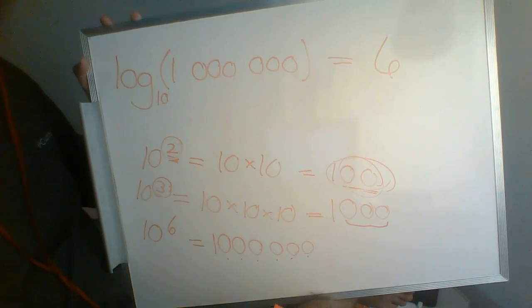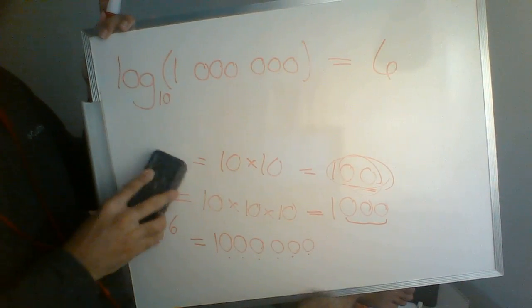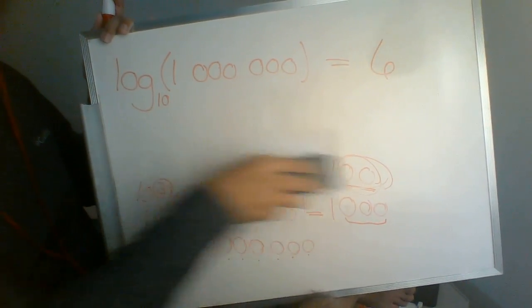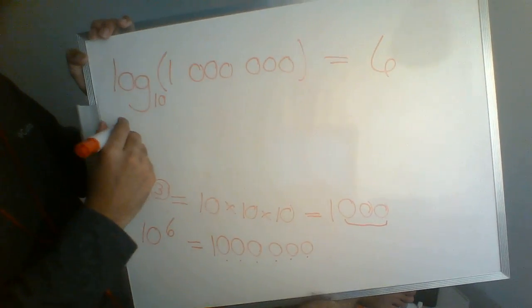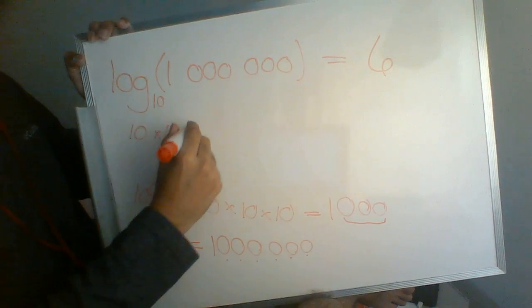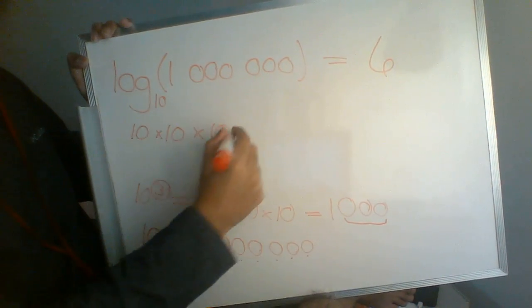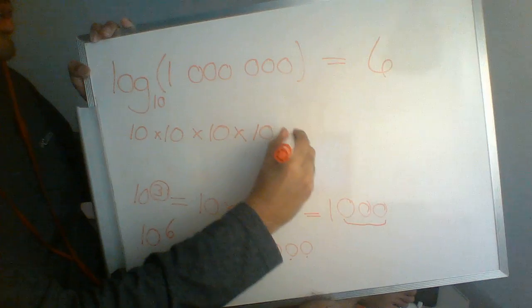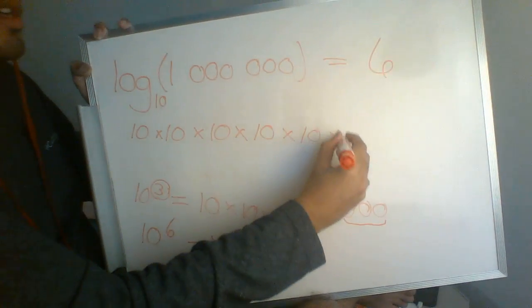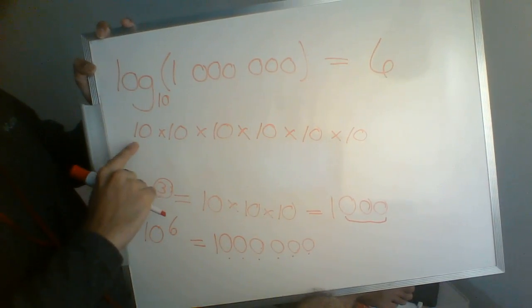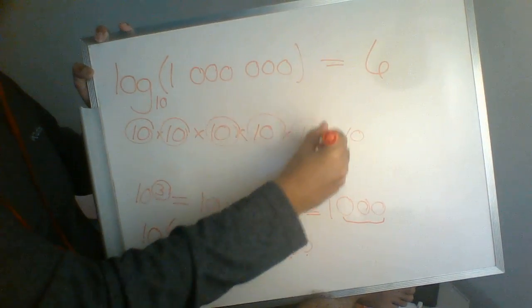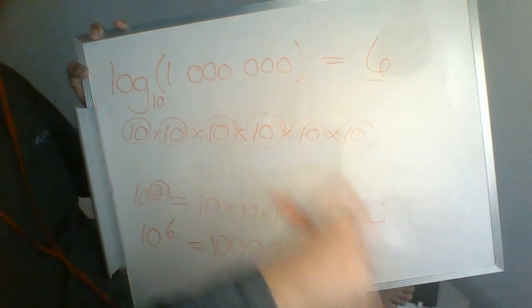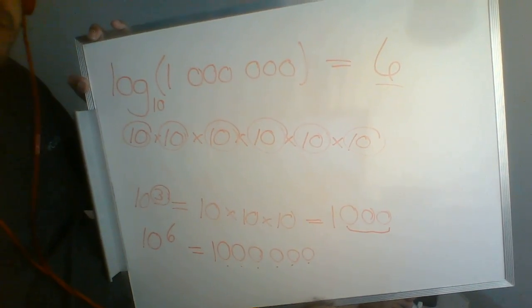The slightly more complicated way of going about it, it's not really that much harder, but if you don't remember the patterns for powers of 10, you can always just sit there and try and crank it out, right? 10 times 10 is going to equal 100, times 10 is equal to 1,000, times 10 is equal to 10,000, times 10 is equal to 100,000, times 10 is equal to a million. And then you can count all the 10s you have, so you've got 1, 2, 3, 4, 5, 6, which matches the 6 that we got up there.